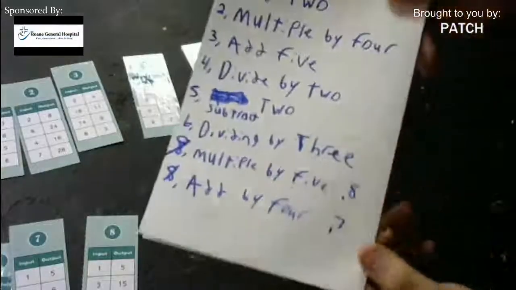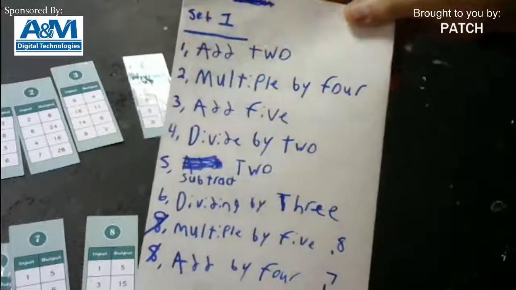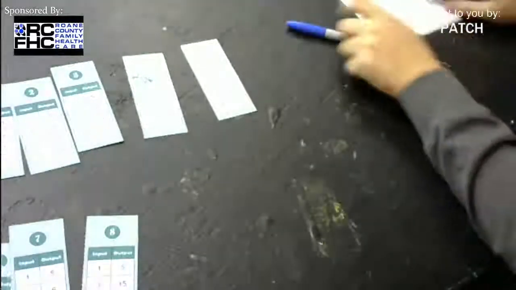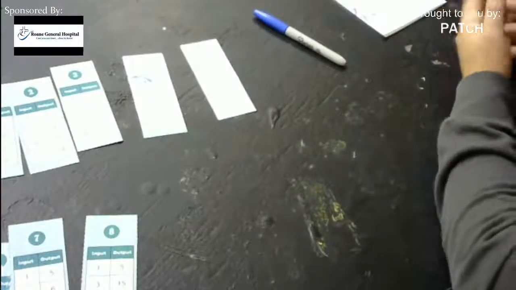So if you want, here are the answers to set 1, our little scratch sheet of paper. So this has been the lesson, what is my rule? Remember, to find a rule, you have to find a common theme among each input and output.